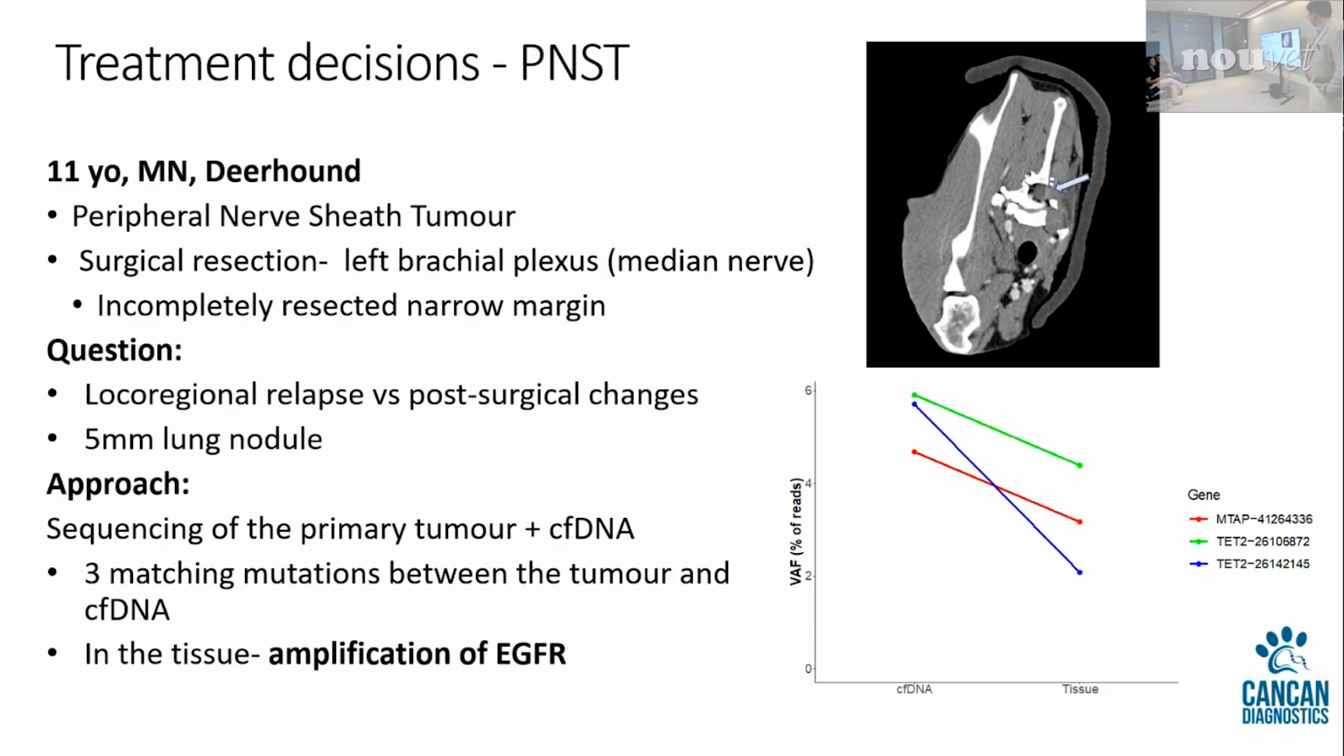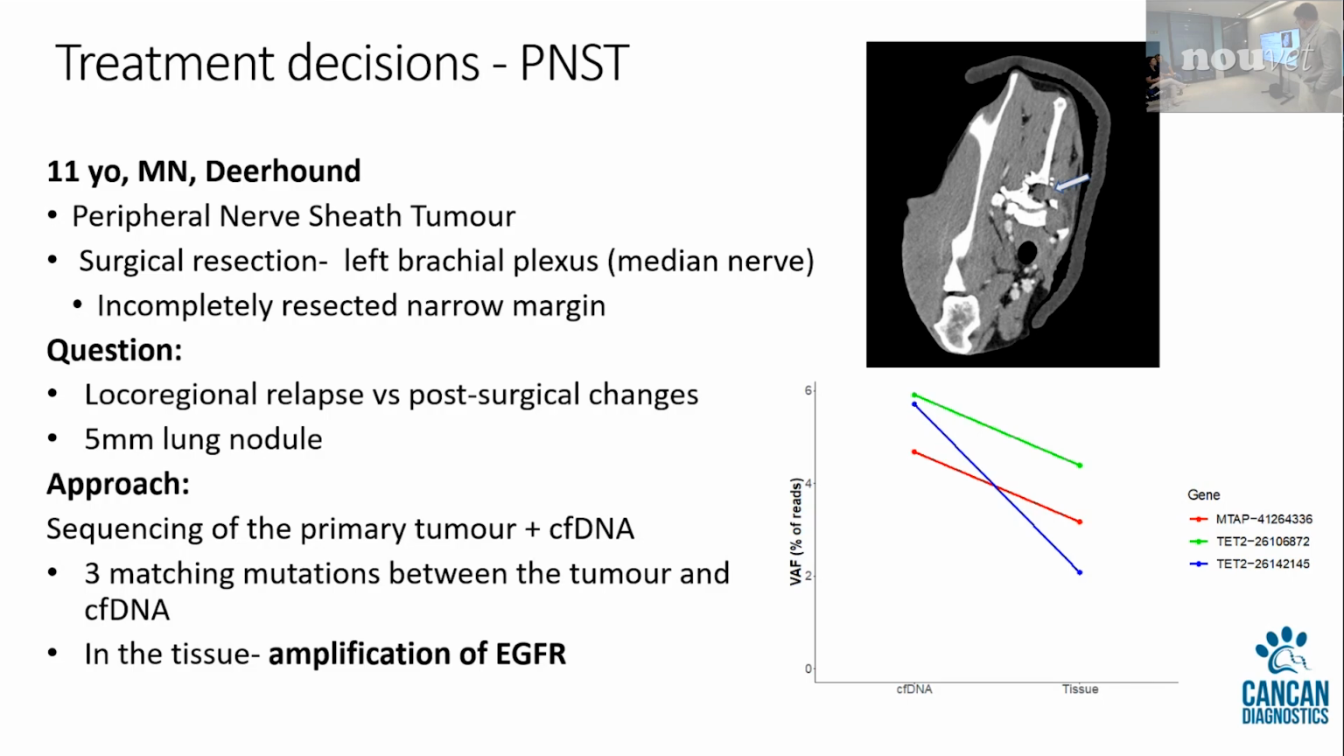And this is an 11-year-old male neutered deerhound with a peripheral nerve sheath tumor. It had actually multiple surgical resections of the median nerve in this case. And then it came one day and had, probably you don't see it, but there is some increased opacity on the CT. Now the question was, is it something that is just due to multiple surgeries, some seroma formation, or is it really a recurrence of the initial cancer that the dog had?